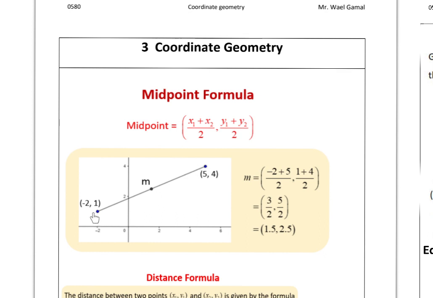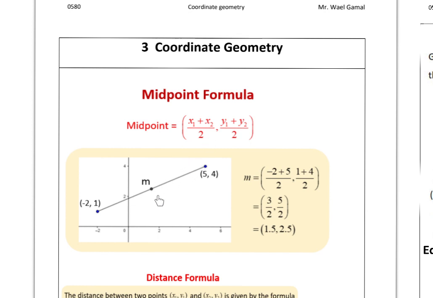For example, this point (-2, 1) and that point (5, 4). How do we find the midpoint, the point at the middle? We have a formula for that. Midpoint equals (x1 plus x2) over 2, (y1 plus y2) over 2. This is how to find the midpoint between 2 points.